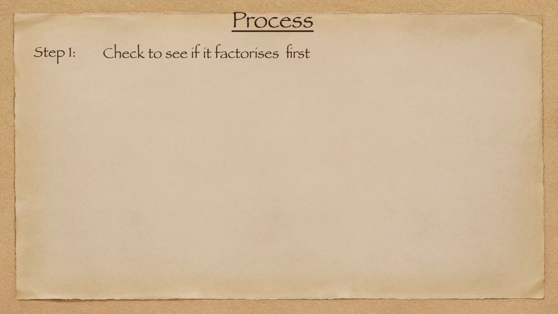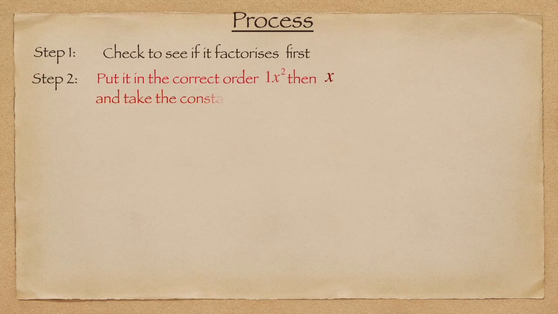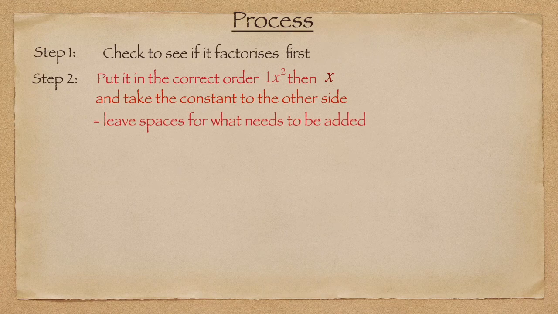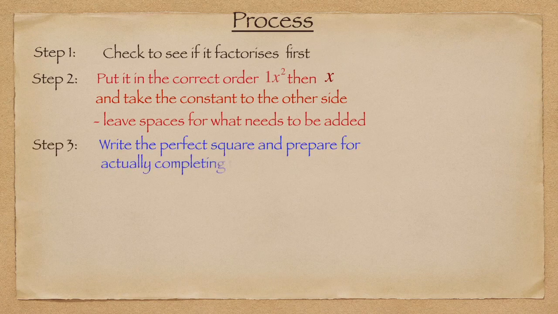So the process, step number 1, was check to see if it factorizes first. Because of course, if it factorizes, that's the easiest way to solve any quadratic equation. Step number 2, put it in the correct order. x squared first, then x, and then you put your constant or your number, move it to the other side of the equation, the right-hand side. This is the tricky bit. Make sure that you've left spaces for the bits that you want to add.